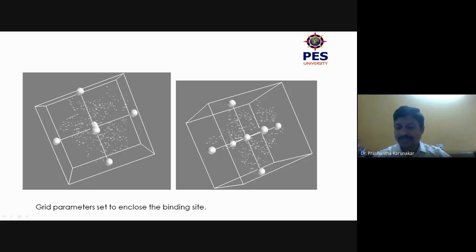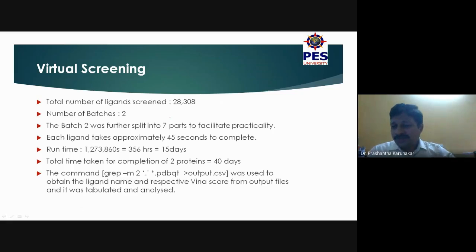It is something like giving a pin code to a letter, where it should reach. The ligand may be anywhere on the screen when we load it, but where it should go and interact, that is what this grid box does: go inside and interact with these residues. Another thing I have added here is to give a feeling of how much time it takes to do these simulations.